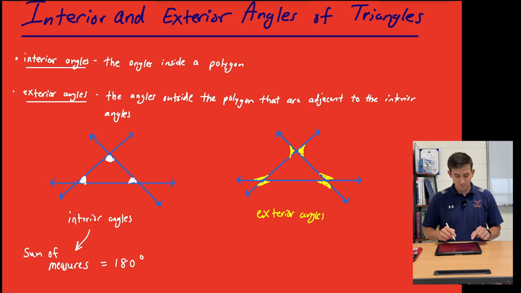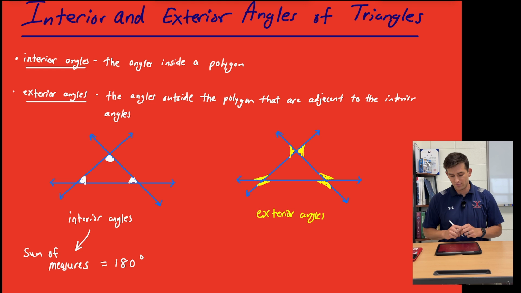So we have a couple diagrams here. The interior angles are shaded in white. So we have three of those, and we see that below that the sum of those measures, when we add those three angles together, is going to equal 180 degrees. That's what's known as the triangle sum theorem. You'll talk about that theorem later on in geometry class.